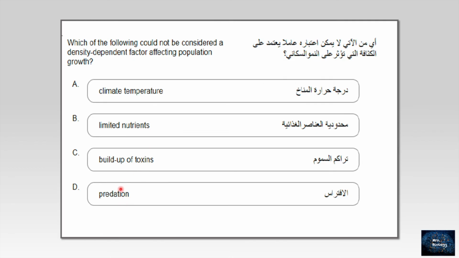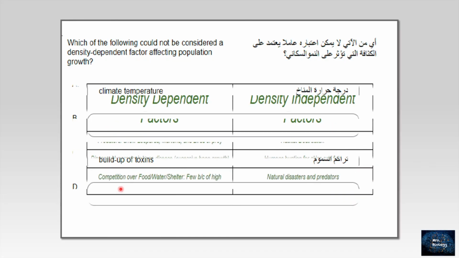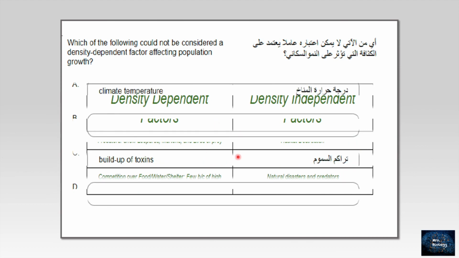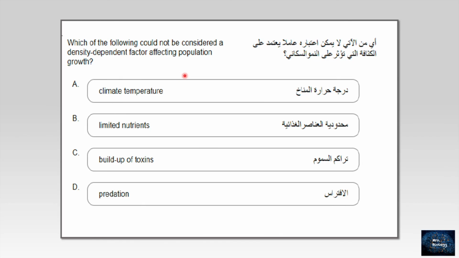Predation, the same. If we look at this, we will find some factors between dependent and independent, and we will see here predators, diseases, competition, and for independent, the habitat, hunting, something not related to these populations, the natural disaster, and we can add to that the climate. So the right answer here is A, the climate temperature.